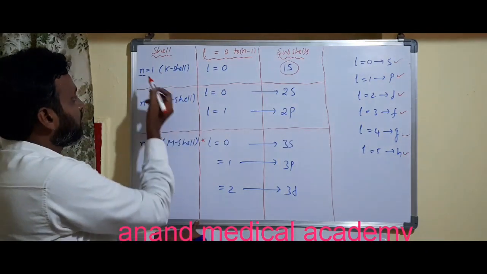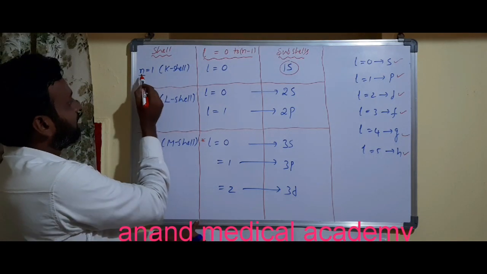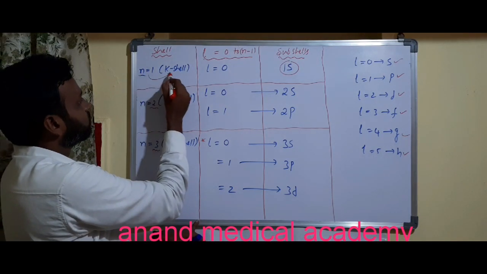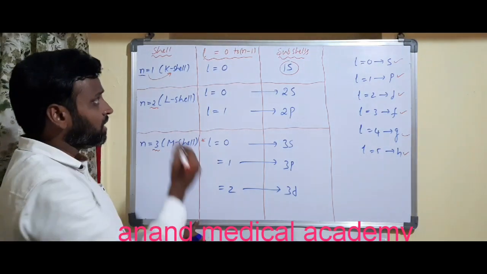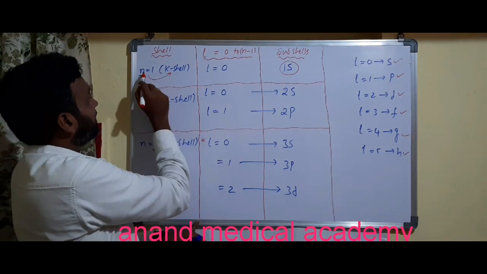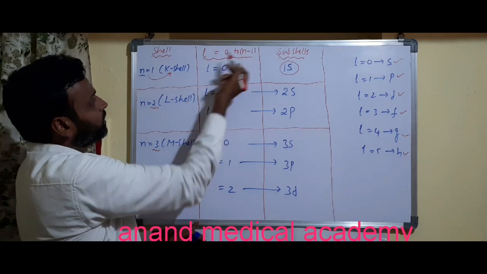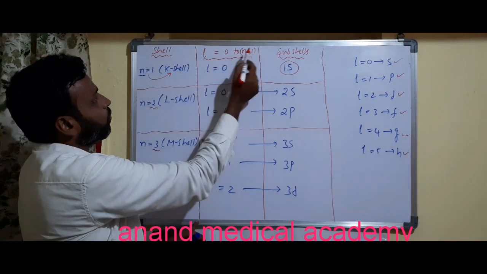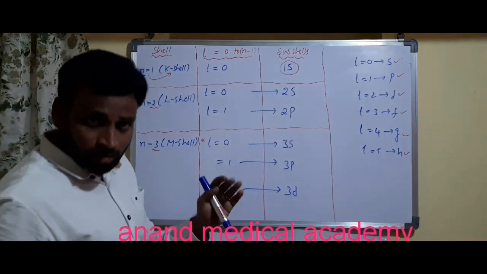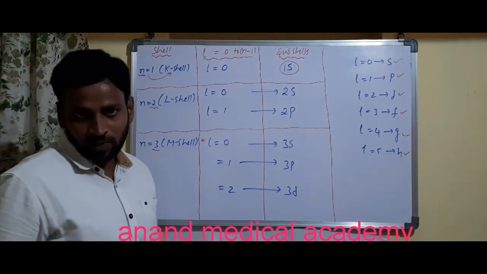Hope you understood. So the first shell, n equals 1. n equals 1 means what shell? K shell. For K shell, the n value is 1. Therefore, what are the l values? They start from 0 to n minus 1, so 0 to 1 minus 1. 1 minus 1 is 0. So l equals 0.